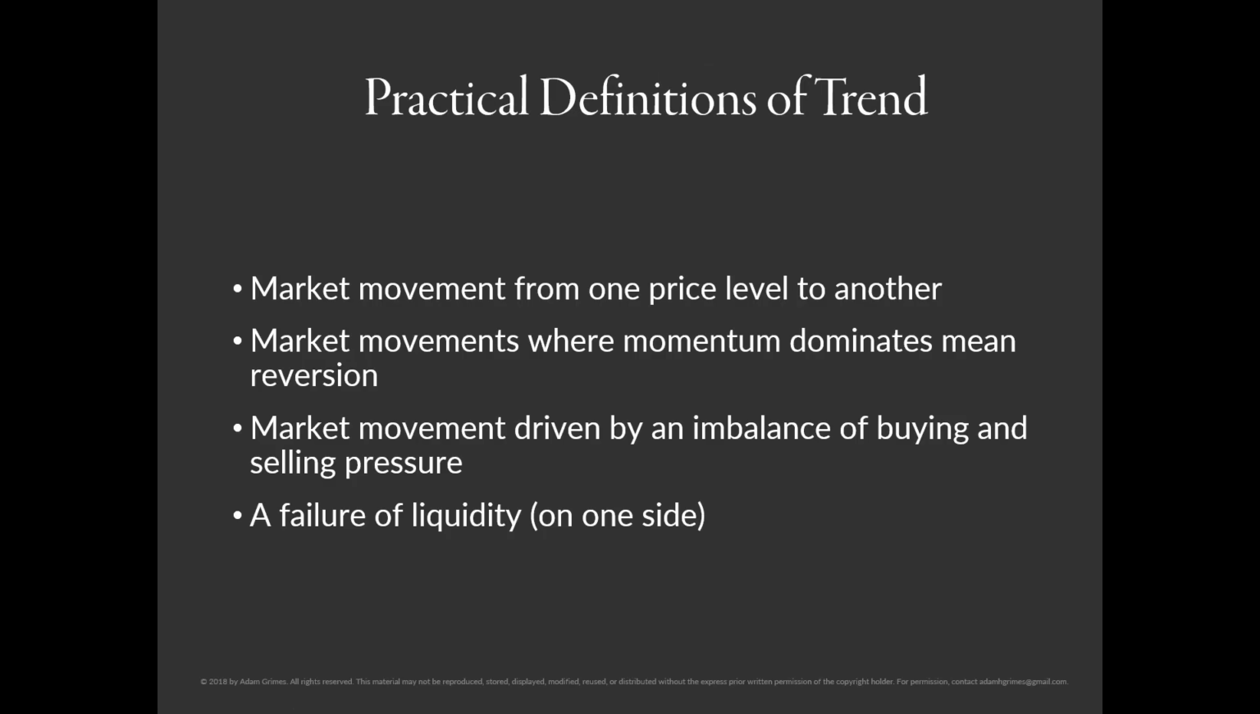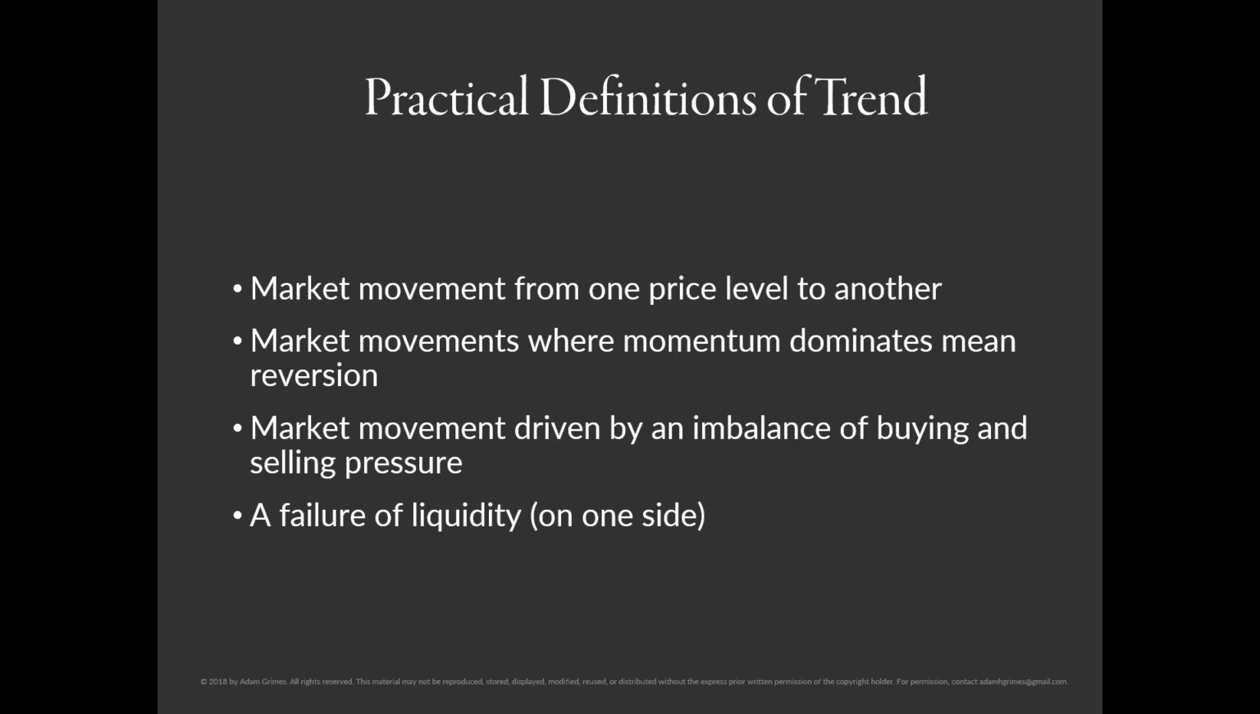And from a practical definition, here are some ways I would think about trends. What is a trend? Well, it's a market movement from one price level to another, like we saw on that previous slide. Here's a more quantitative way to think about it. It's a market movement in which momentum dominates mean reversion. And just a few words on that. I believe, and this is a little bit difficult to prove, but I believe that all market action is really shaped by the interaction of momentum and mean reversion.